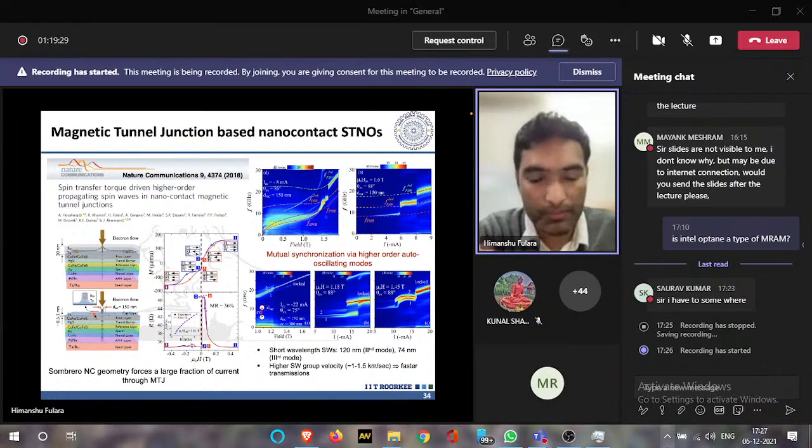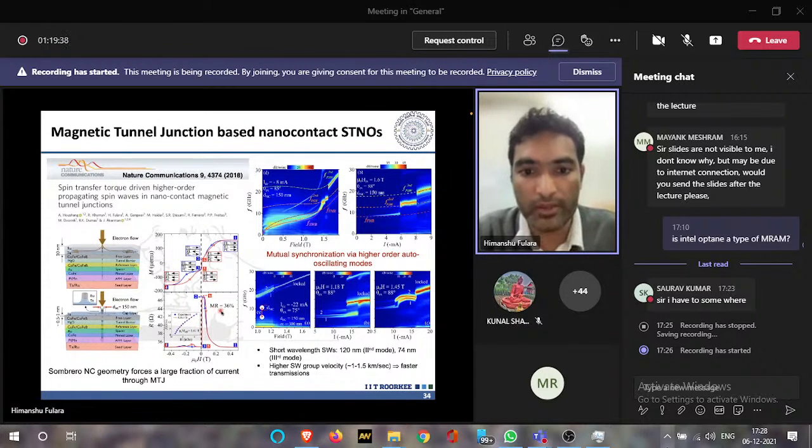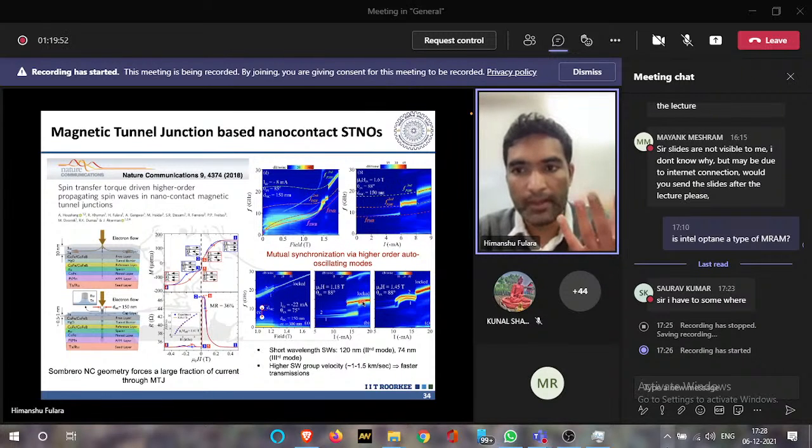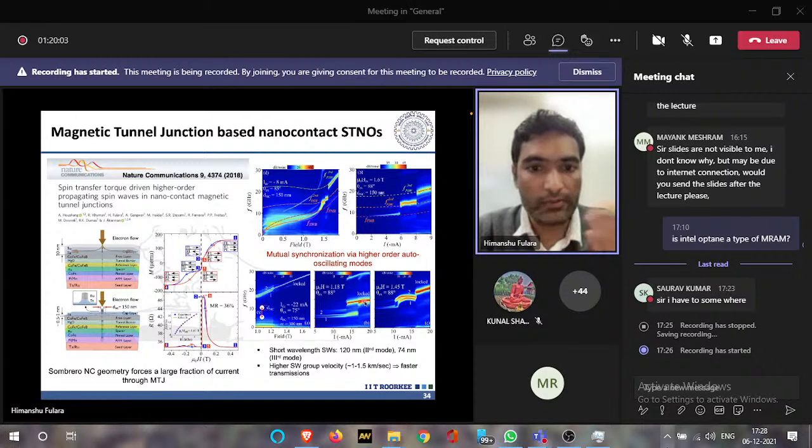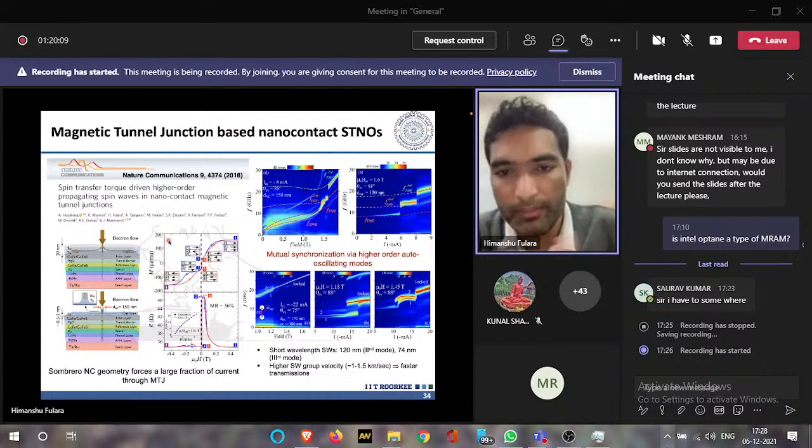Since these stacks provide a very good magnetoresistive response, we were able to obtain a very reasonable magnetoresistive response at these 150 nanometer dimensions. And because of this large magnetoresistive response, we have a large signal here. This is the signal, and this is the power of the signal. These color maps give you an idea about the power of the signal. So these are magnetic junction based oscillators, and these oscillators are used for many purposes.